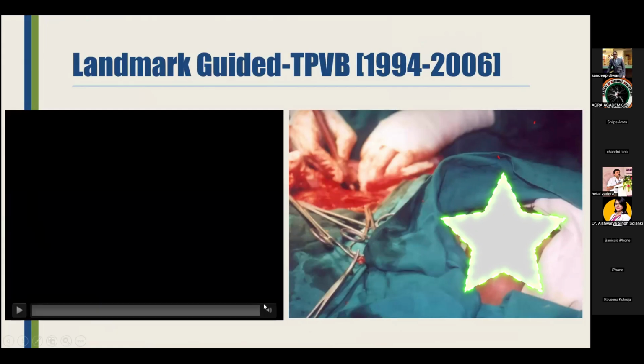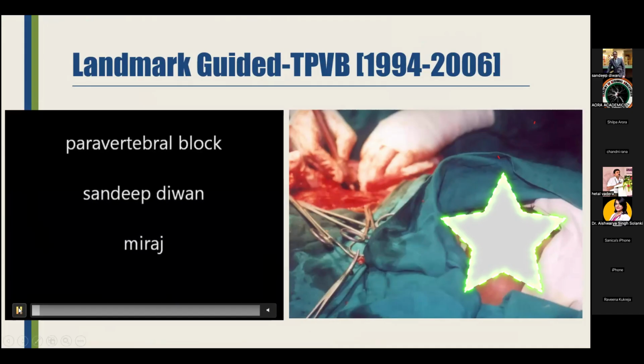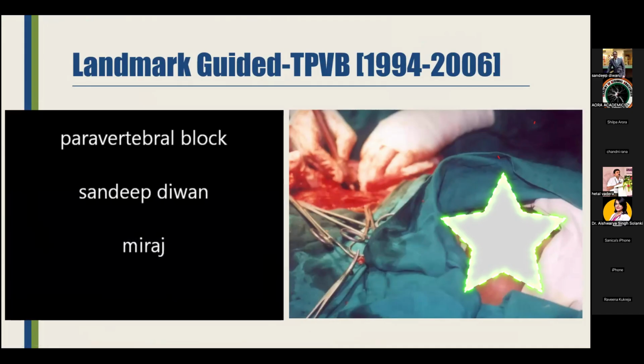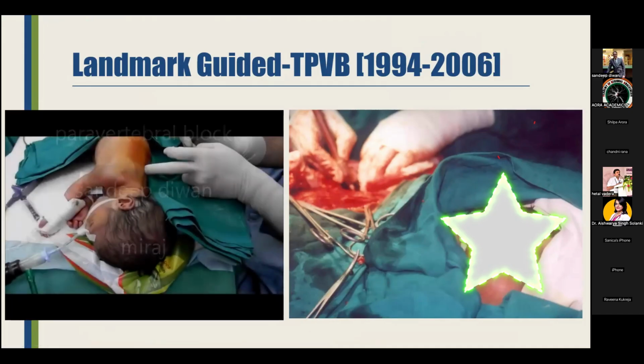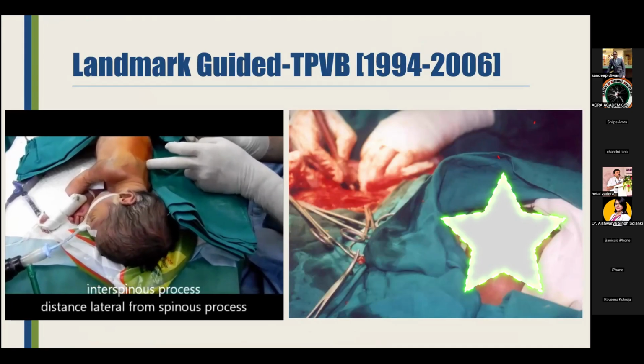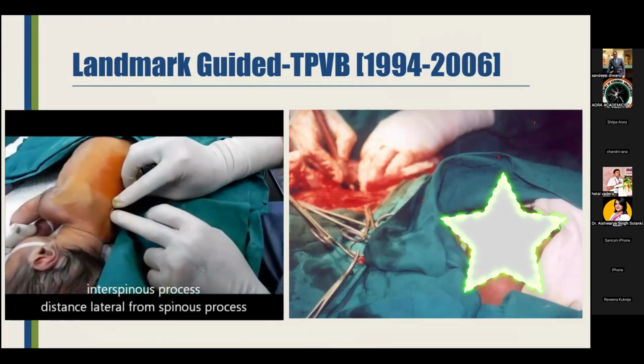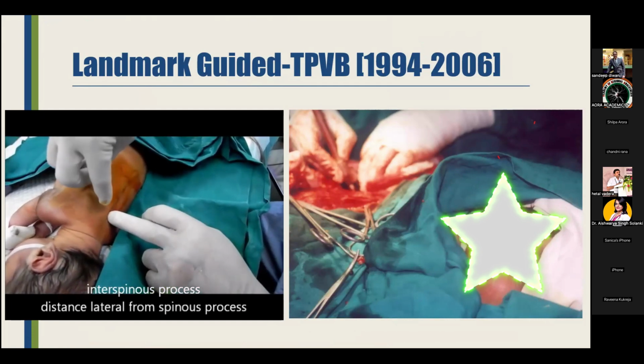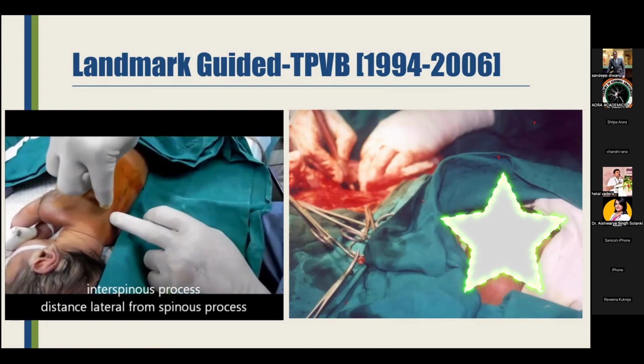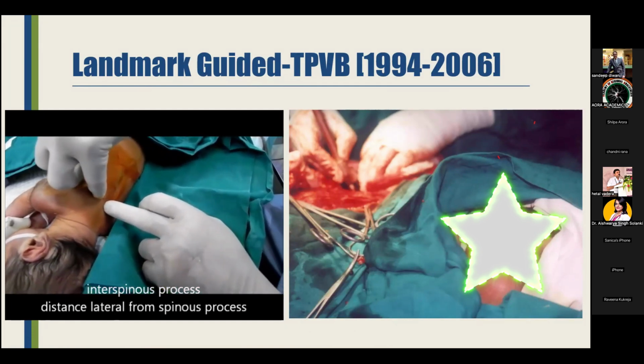This is a bit clinical, but I don't mind using these videos here because they will give you a clue of how the paravertebral block was used by the landmark technique in the past. This is a baby with a tracheoesophageal fistula, which I used to do in the past until 2014. This is the spinous process. I'm calculating how far I have to go from the spinous process.